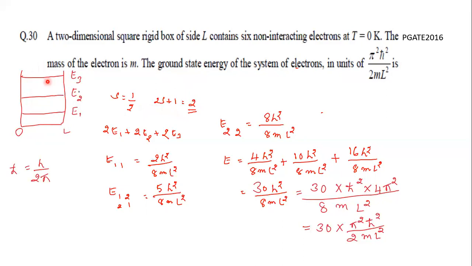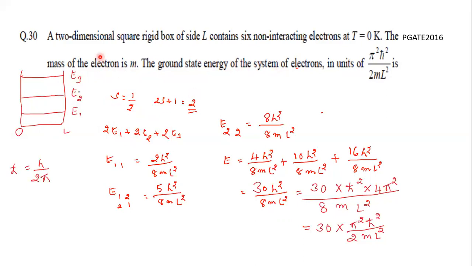So we need to find the energies corresponding to all the 6 electrons. 2 electrons are present in the first state, so their energy is 2E1, plus 2 electrons in E2, so their energy will be 2E2, and 2 are in E3. So the total energy will be the sum of all the energies of the electrons, 2E1 plus 2E2 plus 2E3.